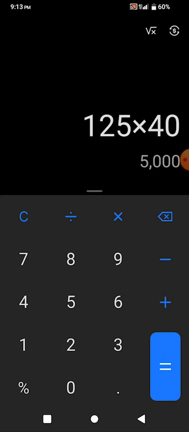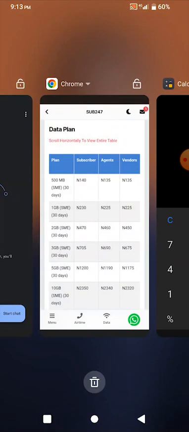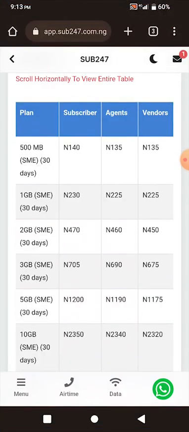Do you understand? Now let's go back here again. So you buy 1 gig at 230 and resell at 350, you make profit. Now you buy 2 gig at 470, and resell at, let's say, 600 or 700, you make pure profit.